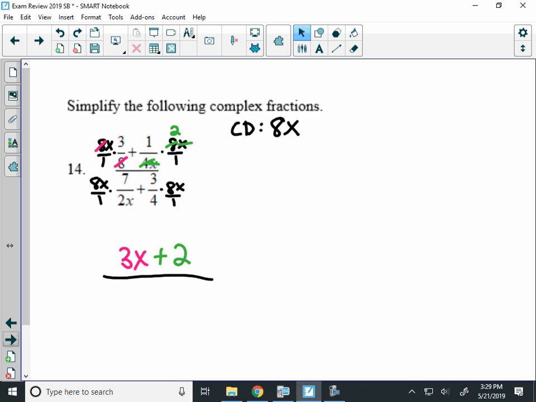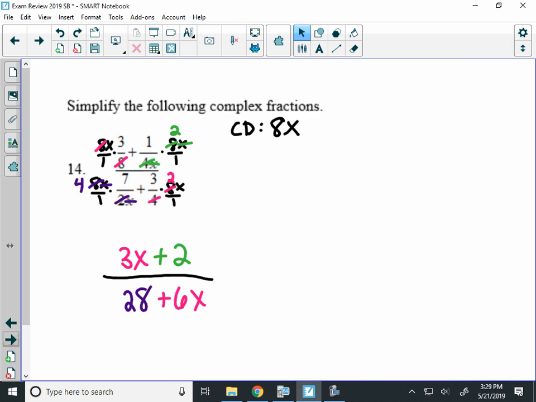Let's do the bottom left. The x's go away. 8 over 2 simplifies to be 4, and 4 times 7 is 28. The bottom right, the 4 and the 8 cancel to be 2x. 3 times 2x is plus 6x.